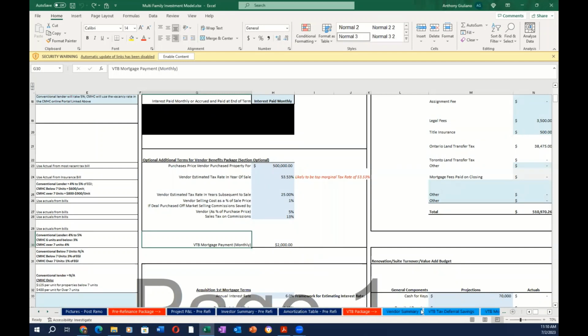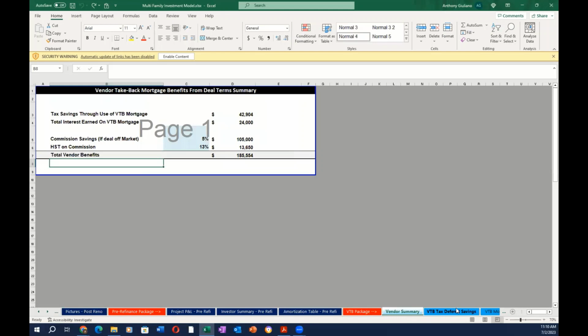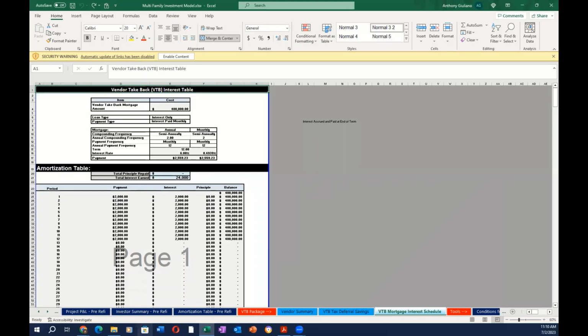And the VTB vendor package will also be complete back here, which will have a tab showing your payment schedule that you can automatically hand to the vendor when you're negotiating the deal, to show them you're going to be earning about $24,000 in interest on this deal just by giving me a VTB mortgage. It'll automatically calculate where the funds are coming from, whether that be interest or principal, and then the balance to be paid on the disposition of the VTB mortgage or the discharge of the mortgage. And it'll also indicate all the terms, etc.